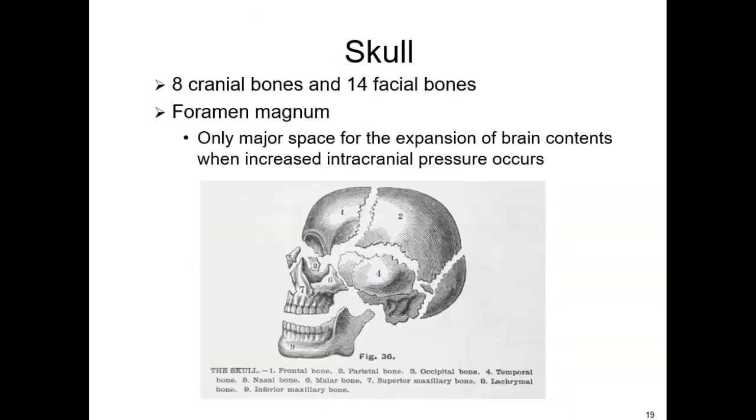As far as the skull, we have 8 cranial bones and 14 facial bones, and the foramen magnum is the only major space that we have for expansion of brain contents with increased ICP. And under the spinal column, we do have 33 vertebrae. There's 7 cervical, 12 thoracic, 5 lumbar, and 5 fused sacral.